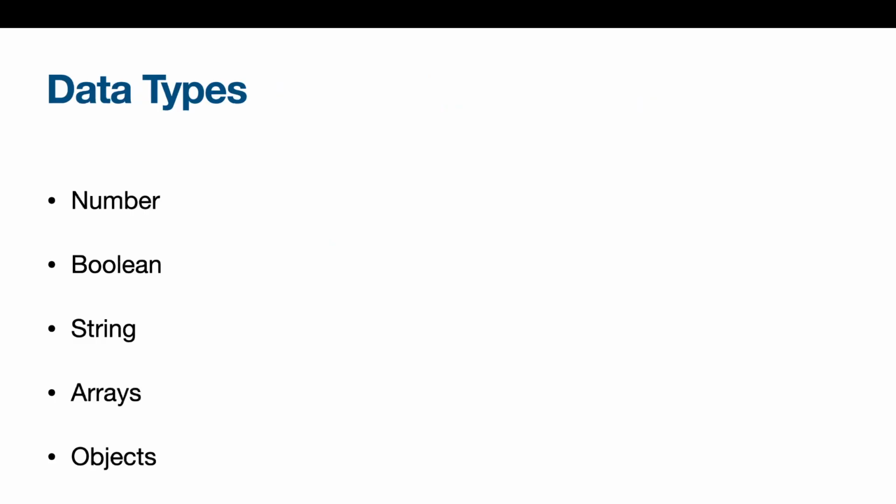Now, first and foremost, whenever we talk about any language, we talk about all the data types it has to offer. So majorly DataWeave offers these five types: number, boolean, string, arrays, and objects.